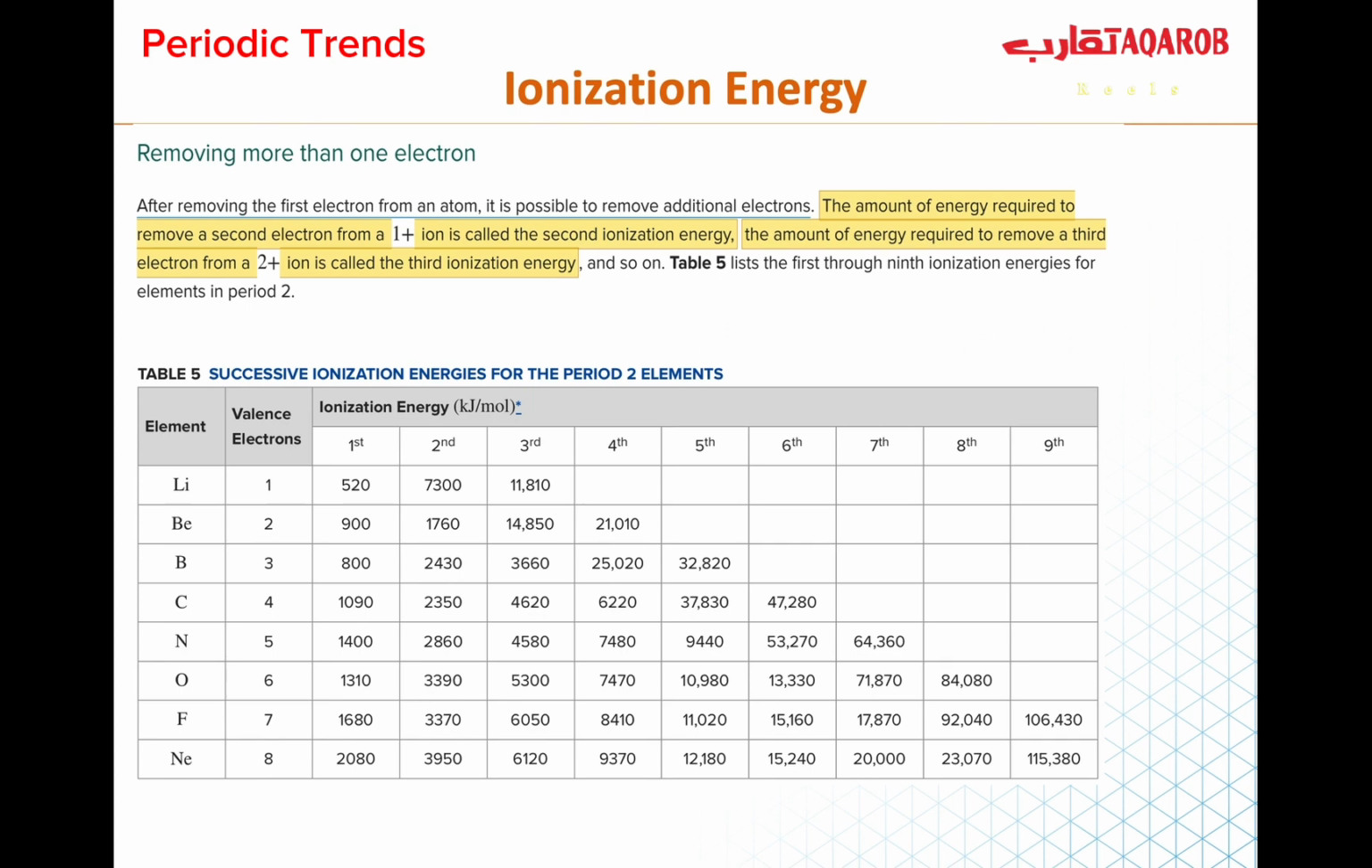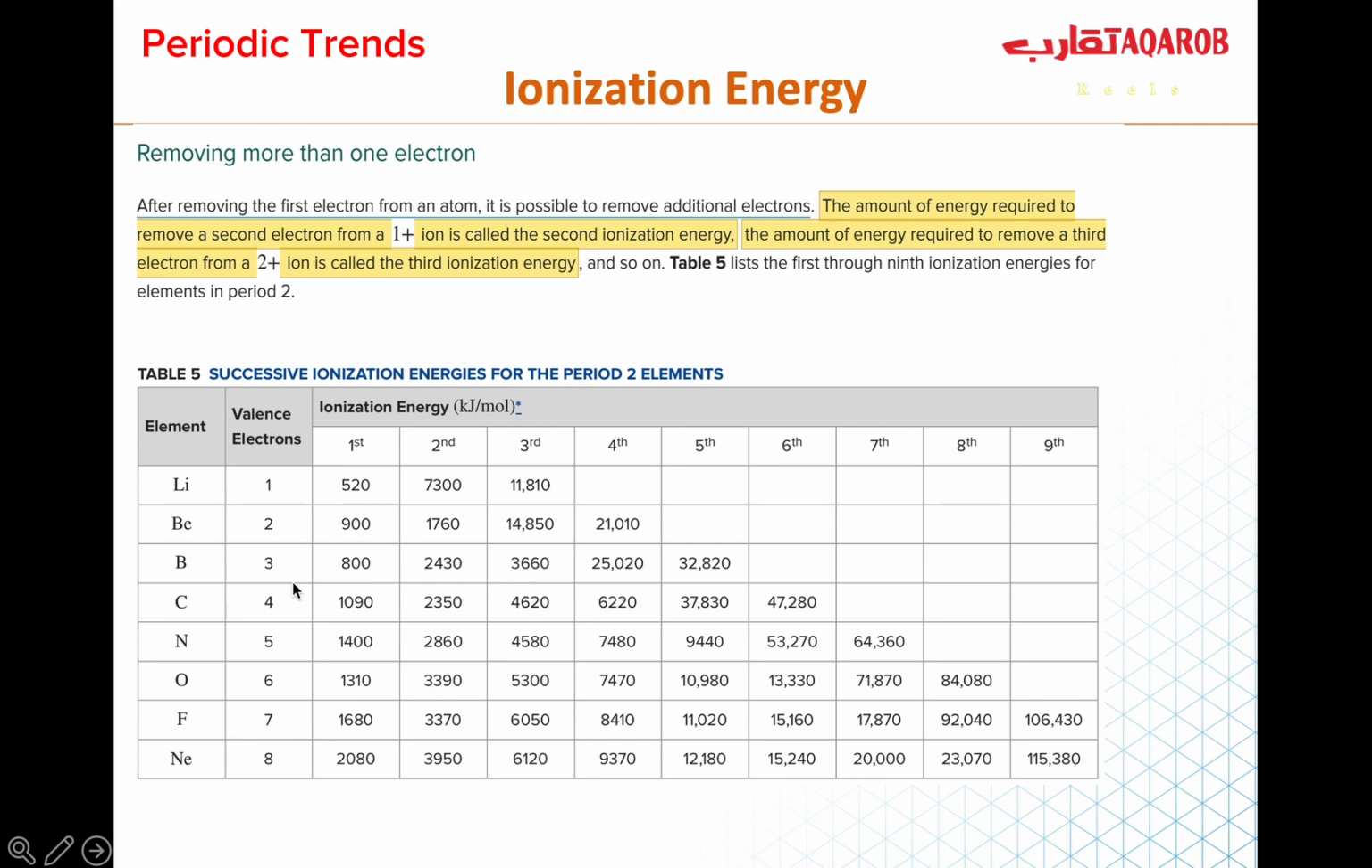To remove the second electron, it's the second ionization energy. To remove the third electron, it is the third ionization energy, and so on. And these are values of the first through ninth ionization energies for elements, for example lithium, Be, carbon. As you see, as the number of electrons you remove from the atom increases, the ionization energy will increase. So the first ionization energy, for example, is 800, the second 2400, the third is 3600.